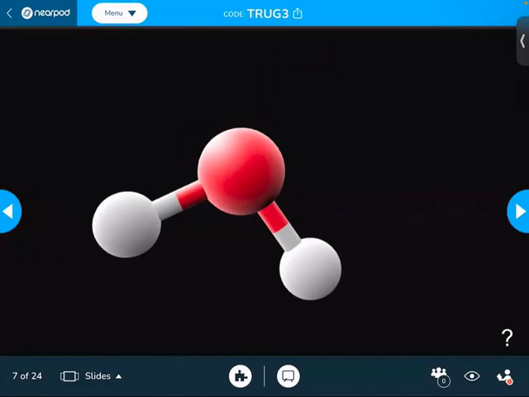Covalent molecules tend to be gases. There's a reason for that, and it's to do with their intermolecular forces. I'll come on to that in a second. Like I say, covalent molecules form between non-metallic elements joined together. Simple covalent molecules do tend to be gases at room temperature.